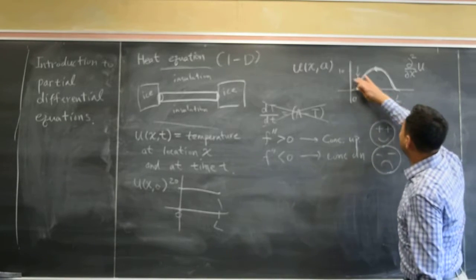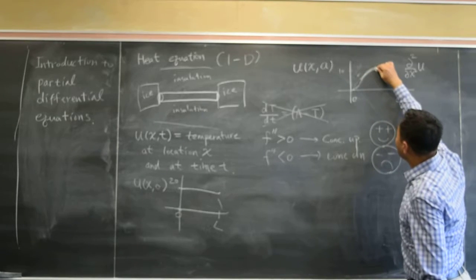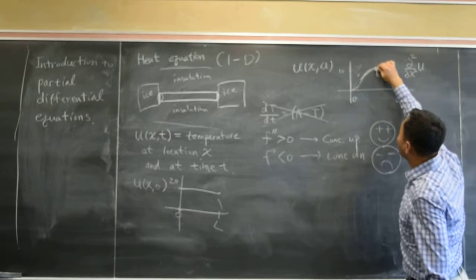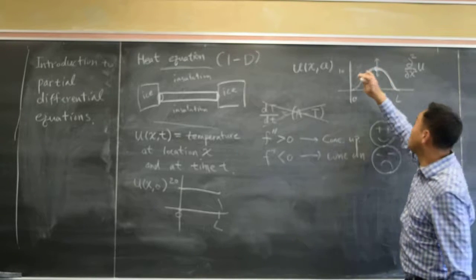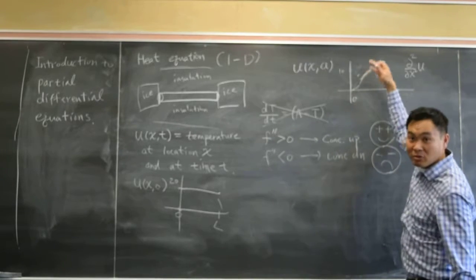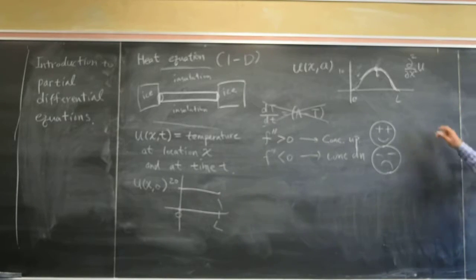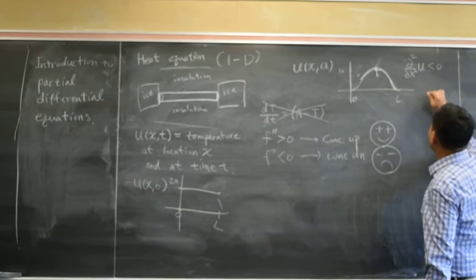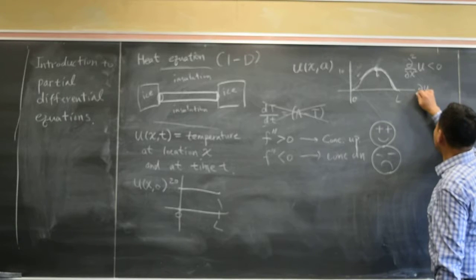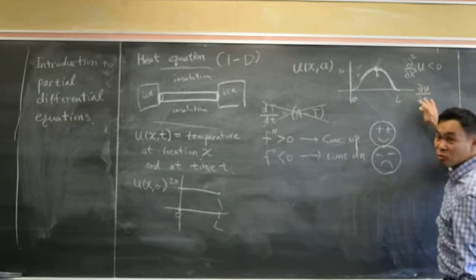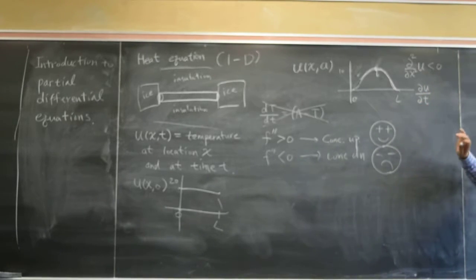And do you think the heat will come down or go up? Down. It will come down, right? Because the nearby ones are lower than the one. So what you see is that if this is negative, then you expect the rate of change of the temperature with respect to time to be negative or positive? Negative, because it's decreasing, right? So this is what you expect, okay?